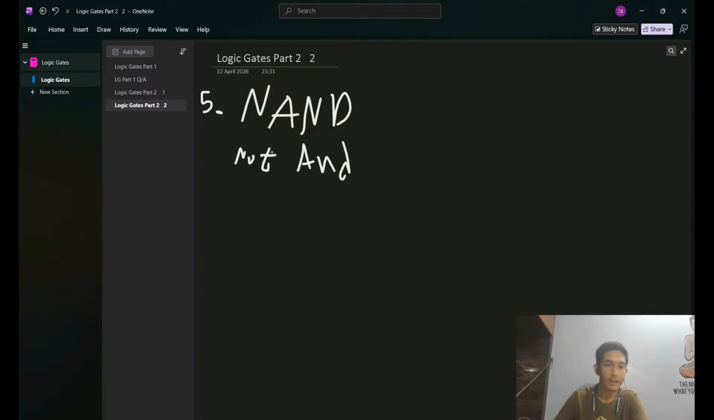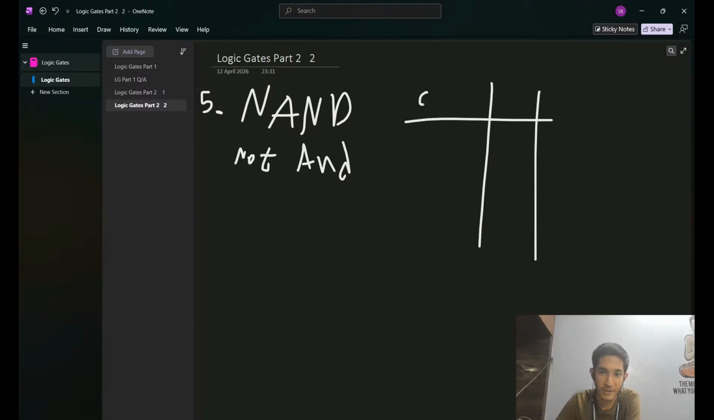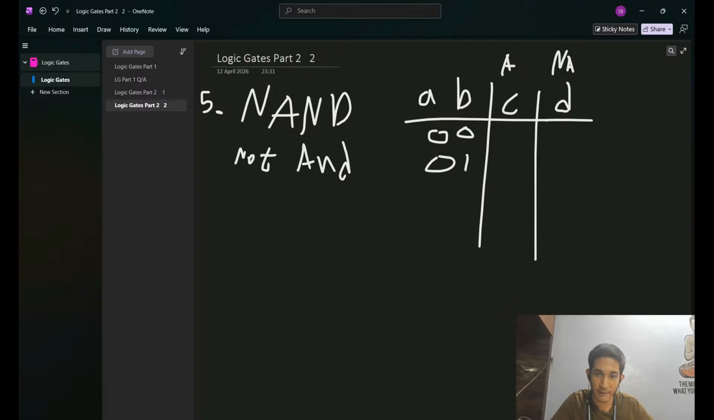Now, the truth table for this is actually very similar to AND. Okay, so what I'm going to do is draw the AND truth table here, and beside that the NAND truth table. Here I'll have D, which will be the output for NAND. So C is AND and this is NAND. Now let's go: 0 0, 0 1, 1 0, and 1 1. Try this out for yourself, and I'll give you the answer in a minute.